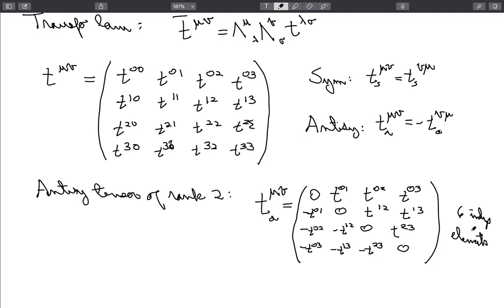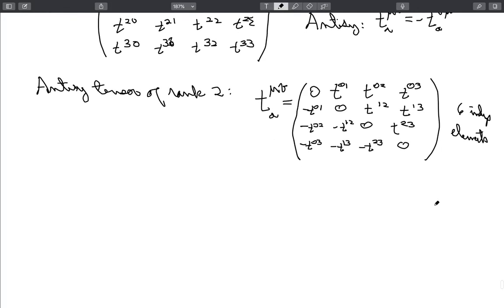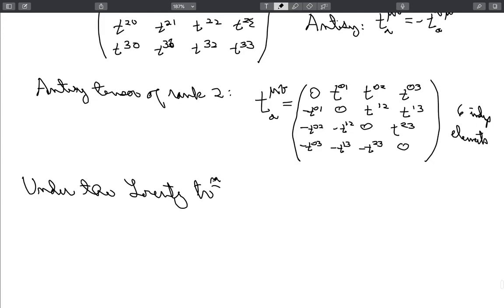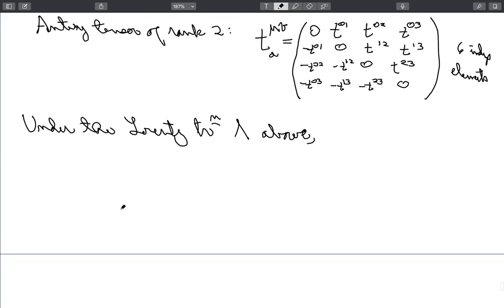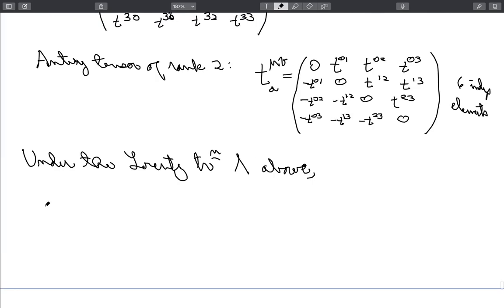Now let's just play with this antisymmetric tensor. Under the Lorentz transformation that we had above, we can compute the new components of the antisymmetric tensor, and we have six of them to compute. So let's do one of them for fun. Let's do T bar 01. What are our rules for this? Well, it would be lambda 0 mu, summation index, I can do what I want, so I'll choose mu, lambda 1 nu, T mu nu.